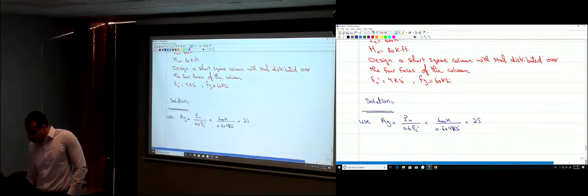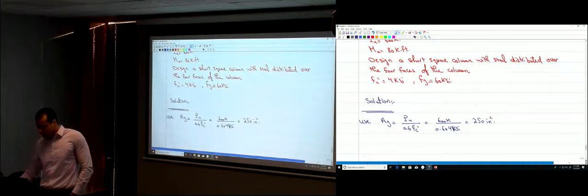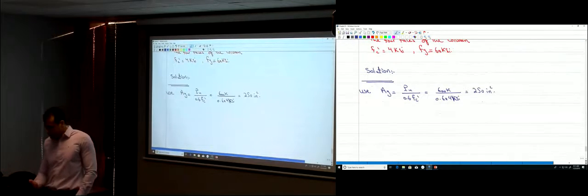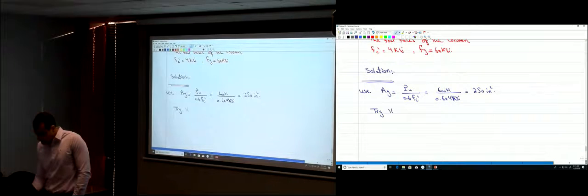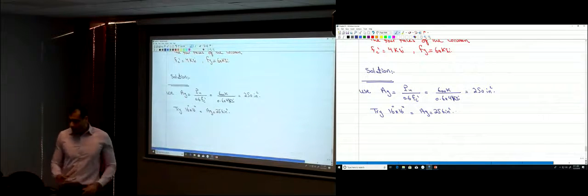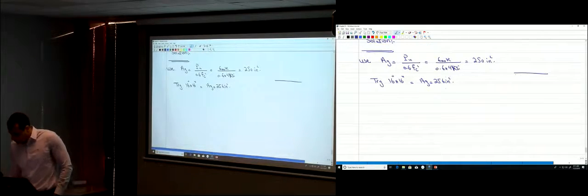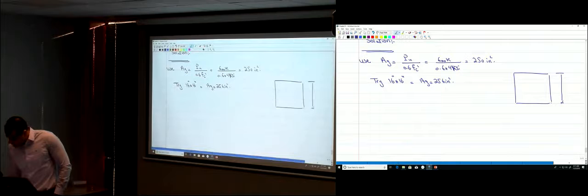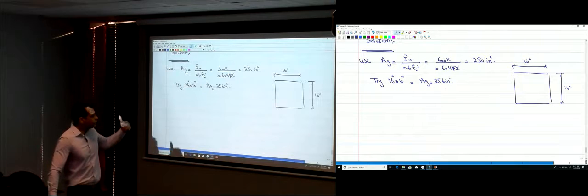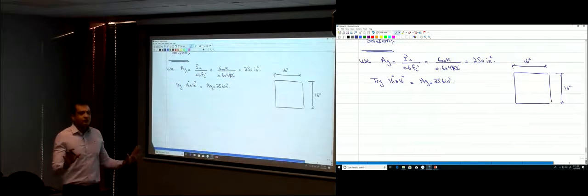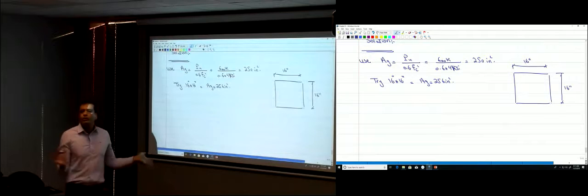So here I would design my column to have 256 inches squared. This is a square column, so try 16 by 16 inches. That would give me a gross area of 256 inches squared. Okay? So now my column is a square column, 16 inches by 16 inches. Now, after doing this step, I just have what I had in example 10.3.